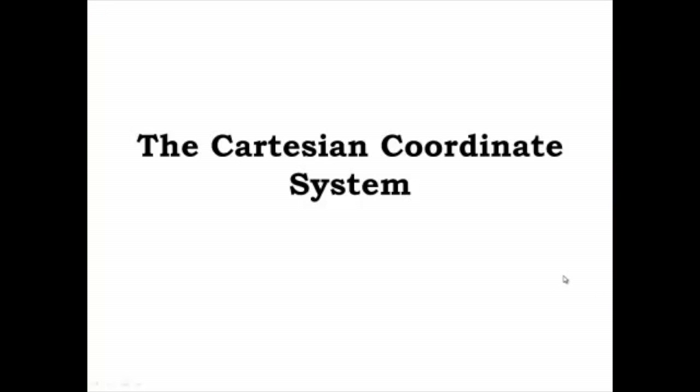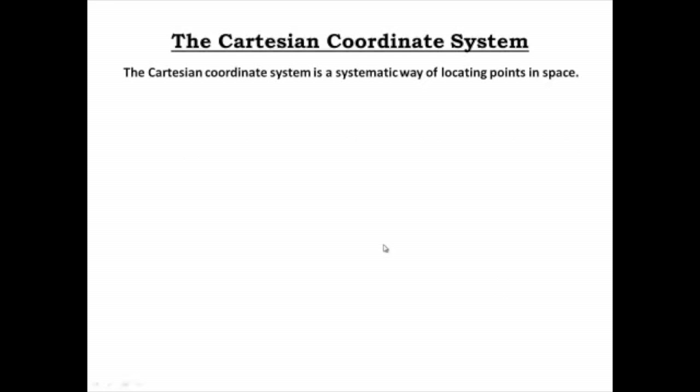Hi, in this lesson we're going to be talking about the Cartesian coordinate system. The Cartesian coordinate system is a systematic way of locating points in space. As you see the arrow moving around on the screen here, you can think of the tip of the arrow as being a point in space. If we want to talk about the point at the tip of the arrow, we want a way to name it, and that's what the Cartesian coordinate system does. It gives us a way of naming points in space.